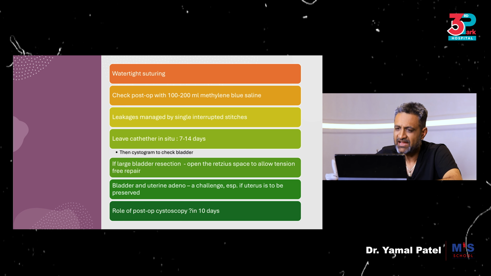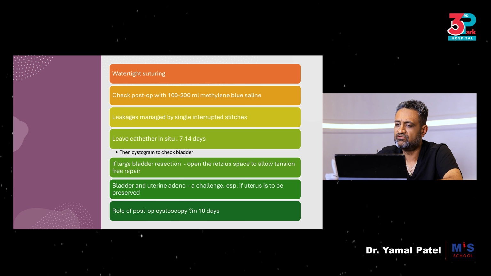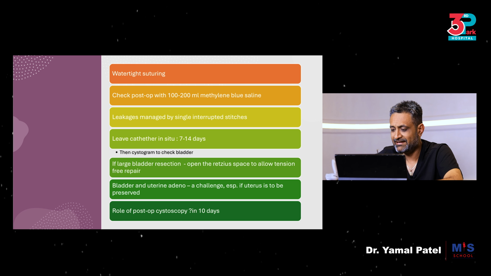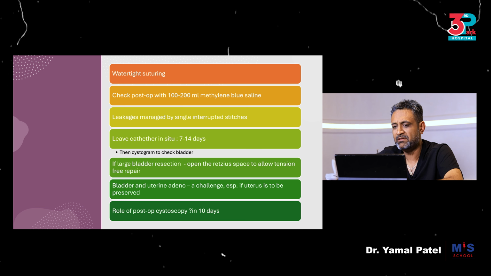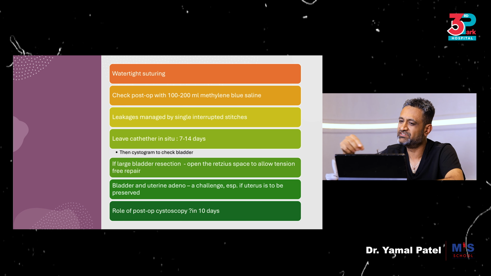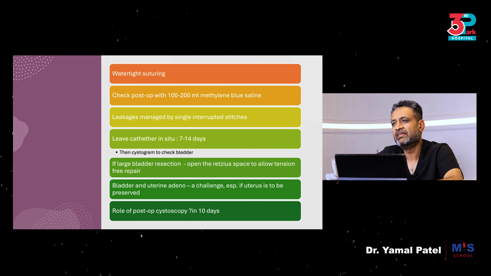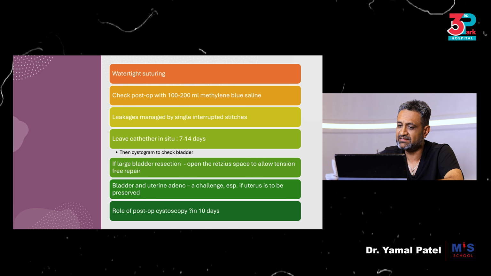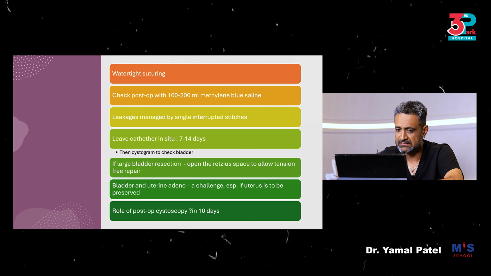And check post-op with 100 to 200 ml of methylene blue saline that could be used to retrogradely fill it up and ensure that it's watertight. Leakages can be managed by single interrupted sutures in between. Leave the catheter in situ after this for at least 7 to 14 days, following which you could do a cystogram to check the bladder and then pull out the catheter.